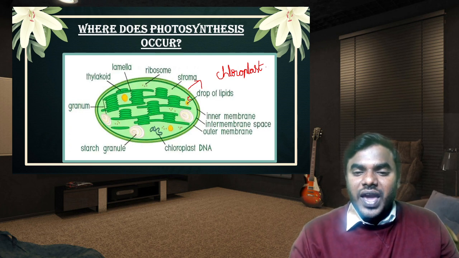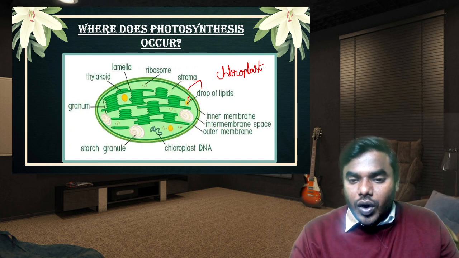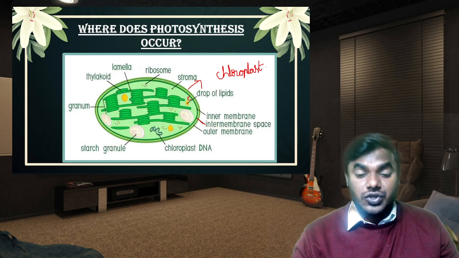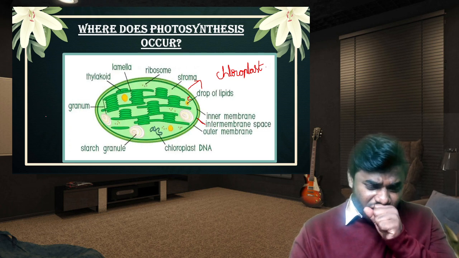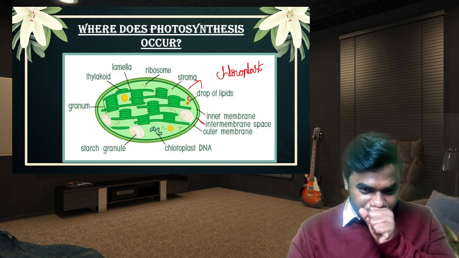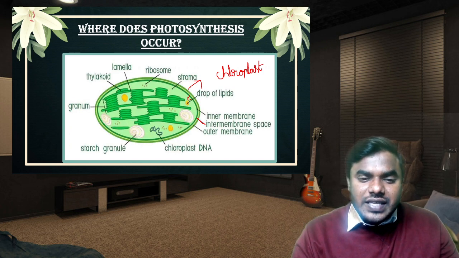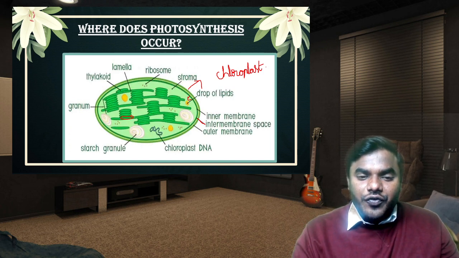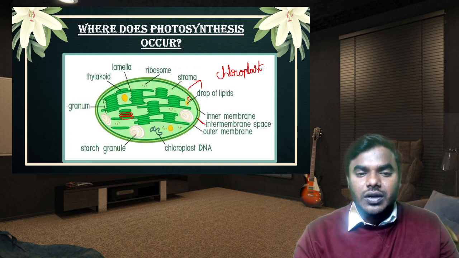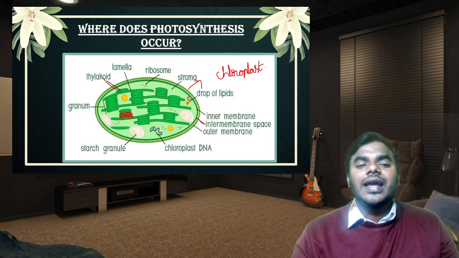Friends, the space between the outer membrane and inner membrane, what do we call it, my friends? Generally, we call it the intermembrane space. Do not forget that particular point. Friends, if you look inside the chloroplast, we are able to see a flattened vesicle-like structure. What do we call that particular flattened vesicle-like structure? We call it a thylakoid.